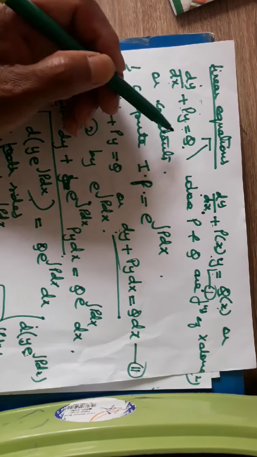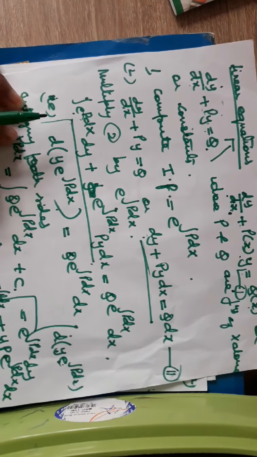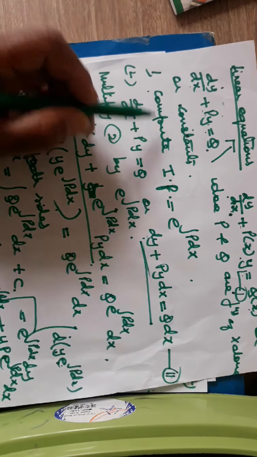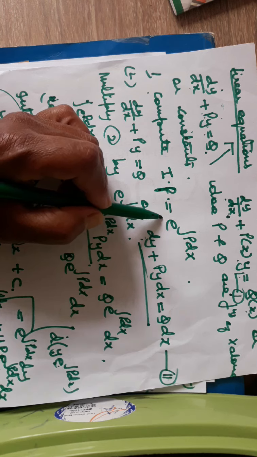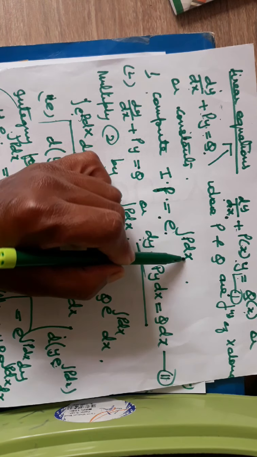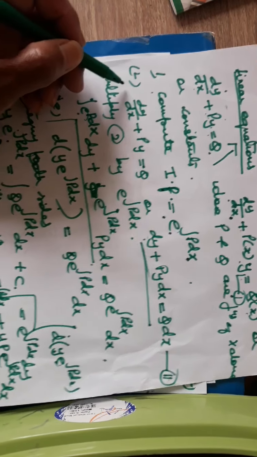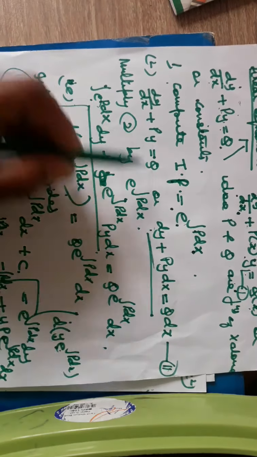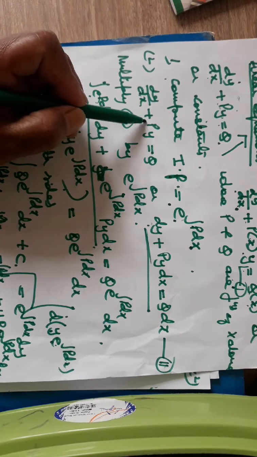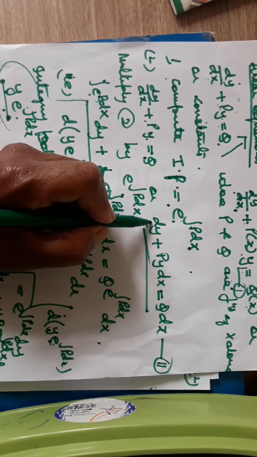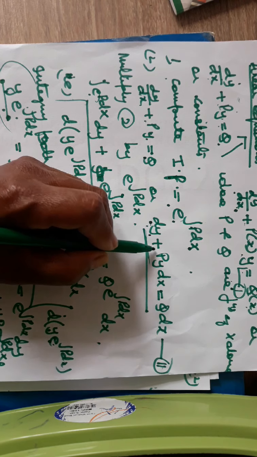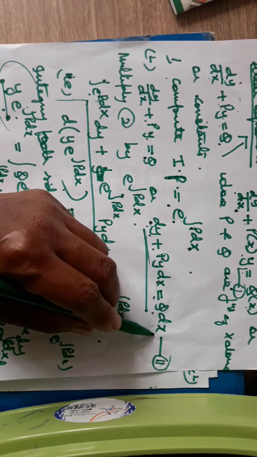And how to solve this linear equation? The first step is that you compute the integrating factor, which is equal to e to the power integral p dx. Next, this equation 1 can be expressed in this form: instead of dy/dx + py = q, you can write (dy + py dx) = q dx.